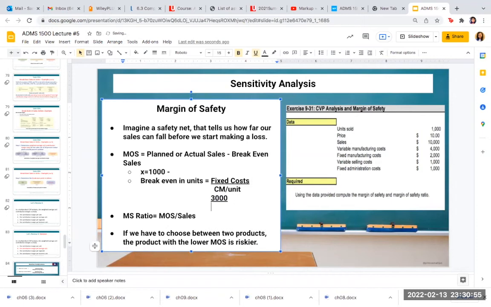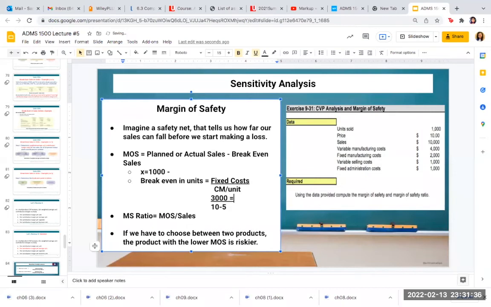And our contribution margin per unit is our selling price minus our variable cost. So we have a price of $10 minus our variable cost. So we see that we have $10 minus, we need a variable cost per unit. What do we have here? We see variable manufacturing costs and variable selling costs. They're $5,000. So what is the variable cost per unit? It'll be $5,000 divided by 1,000 units. So that'll be 5.